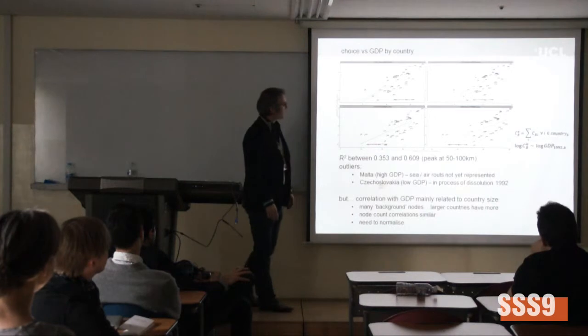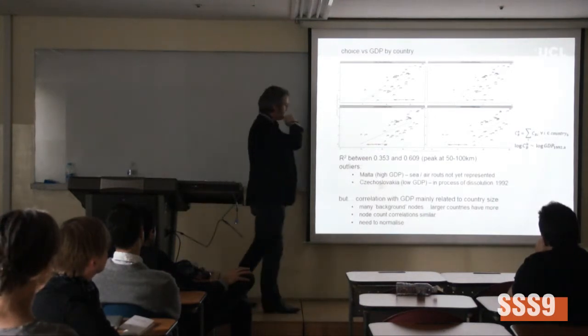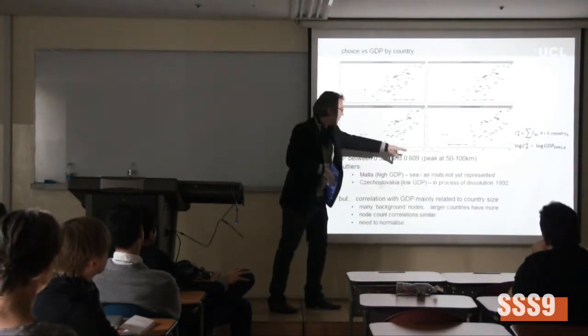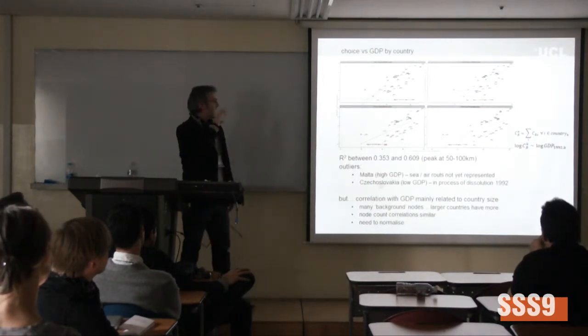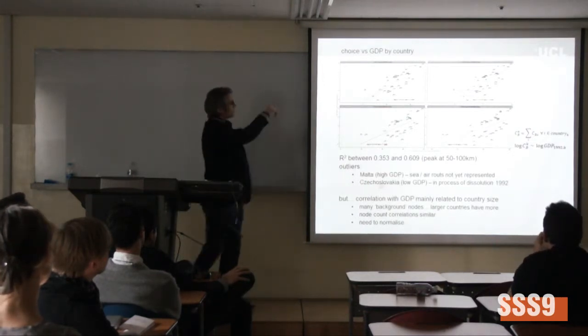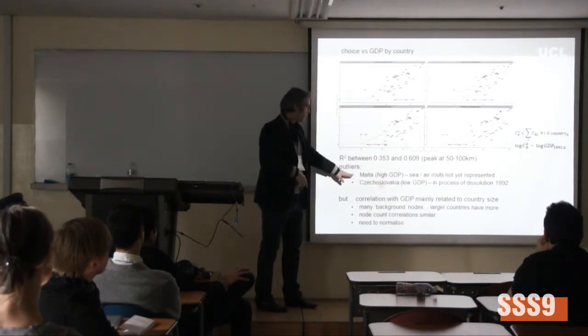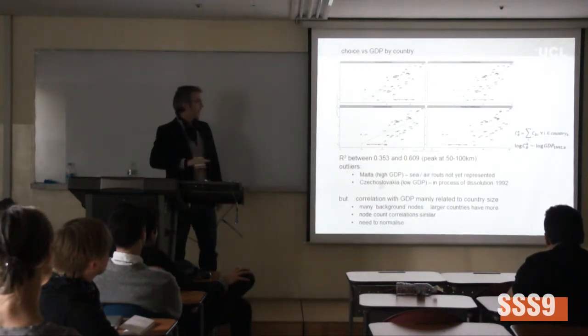So this is the initial assumption, that we're taking the sum, or we could equally take the mean and normalize both ways. The R squared that we get, particularly in the 50 to 100 kilometer regions, is pretty good. It goes up to about 0.6. Except for, there are two outliers on this particular set of data that I should mention. We've got Malta, which had a very disproportionately high GDP, and Czechoslovakia with a disproportionately low GDP.